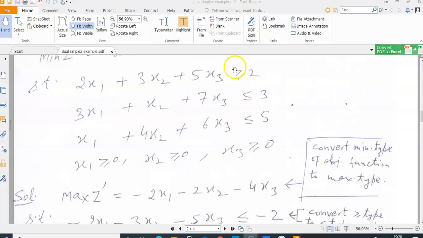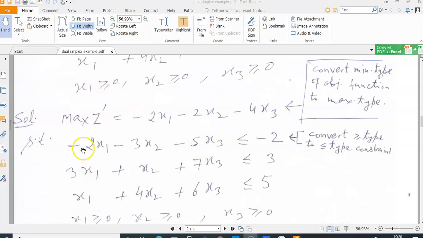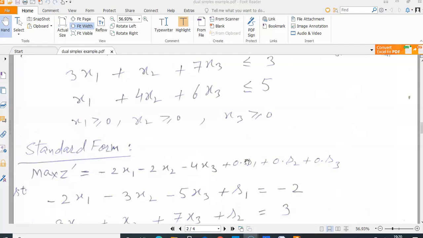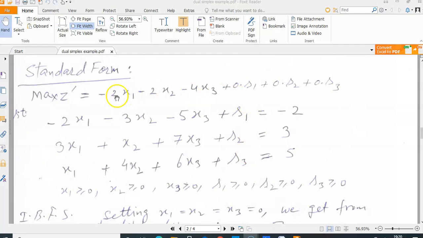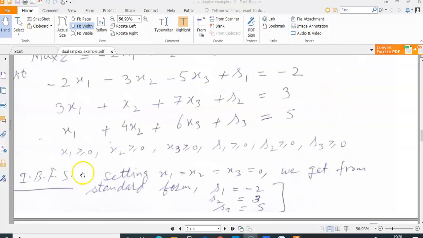Now, subject to the constraints: the first constraint was of greater than or equal to type, so multiplying this whole constraint by the minus sign converts it into less than or equal to type. Now I have all the constraints of less than or equal to type and a maximization objective. I can simply introduce slack variables and get the standard form like this. You know already how we find the standard form.